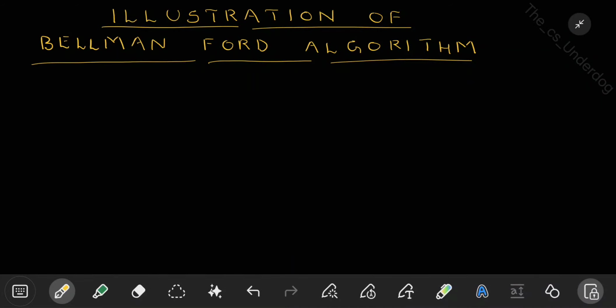Illustration of Bellman-Ford algorithm. In the last lecture, we learned about the Bellman-Ford algorithm. We learned the steps to be followed. That is, we have to relax each of the edges V minus 1 times in order to find the single source shortest path using the Bellman-Ford algorithm.